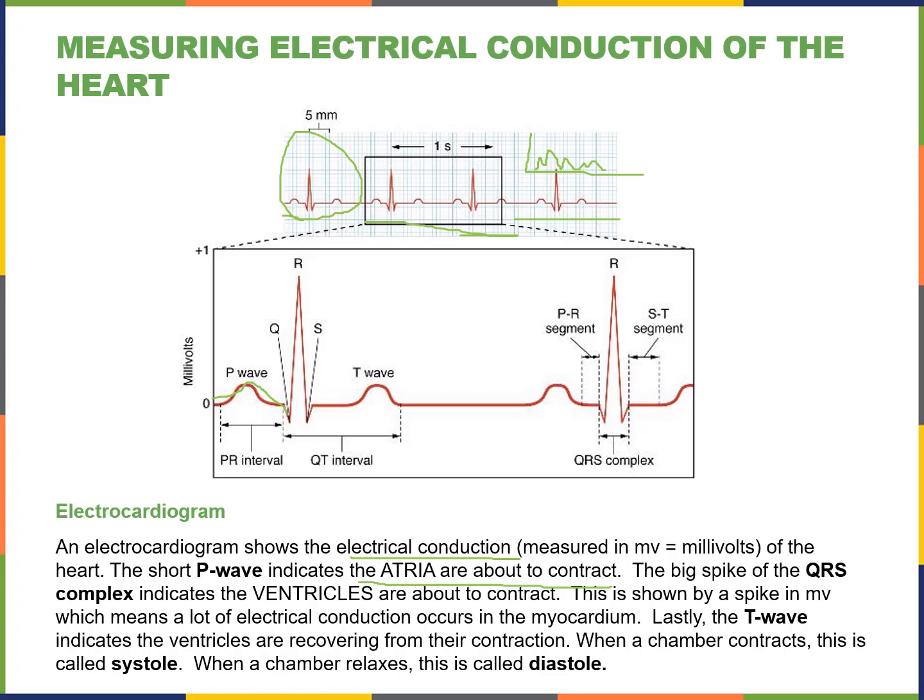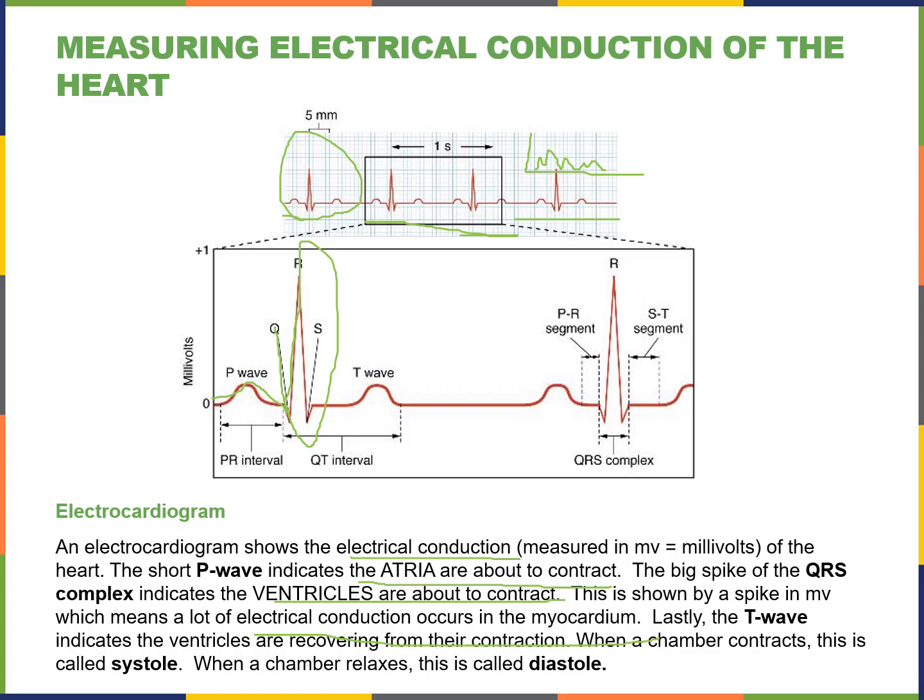The big spike, all of this, is called the QRS complex and indicates that the ventricles are about to contract. So P wave, atrial contraction; QRS, ventricular contraction. So this is shown by a very tall spike. There's a lot of electrical conduction occurring in the myocardium.